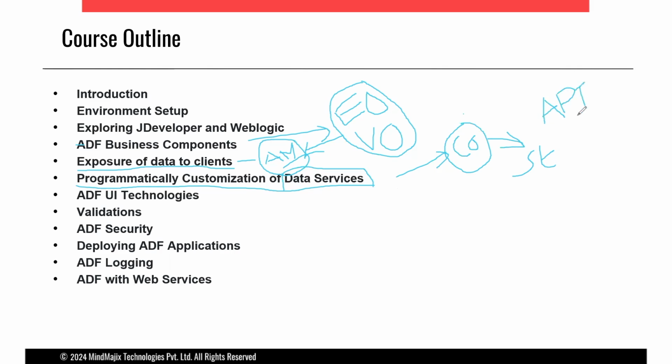These APIs are using web services, like REST web services and SOAP web services. Through those, programmatically, the ADF application will fetch these things. When you provide the country, it will fetch all the states under that country. Coming to UI technology, I already told it.